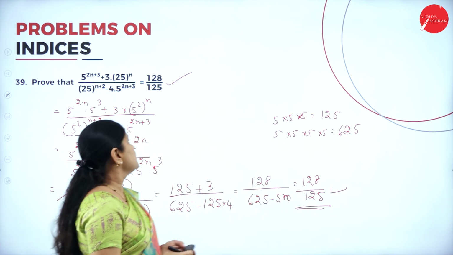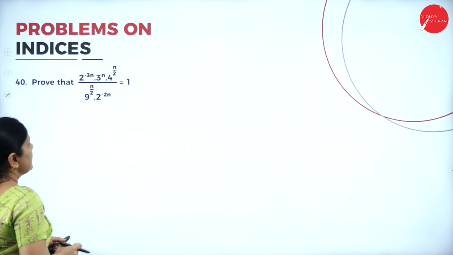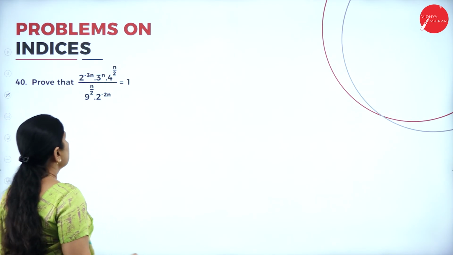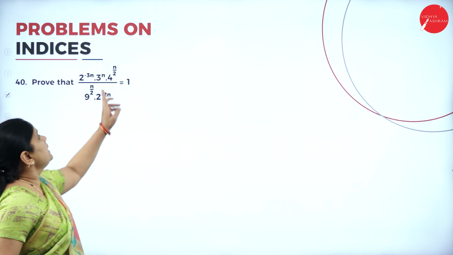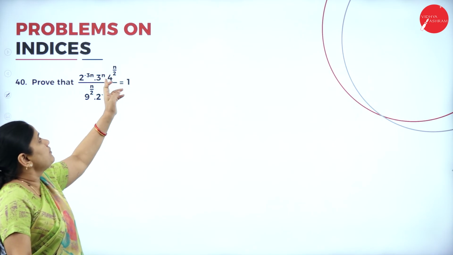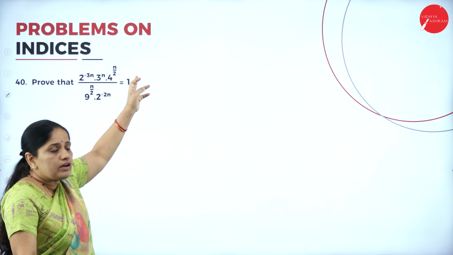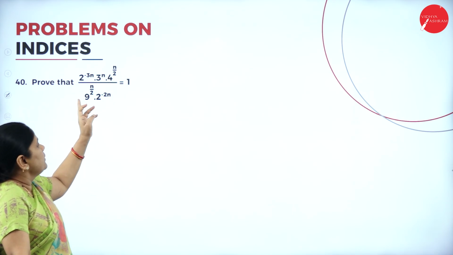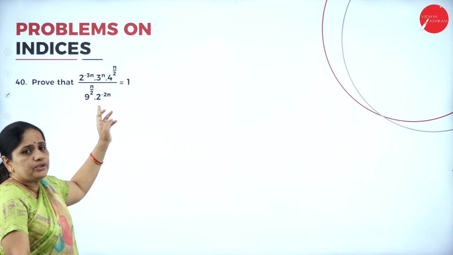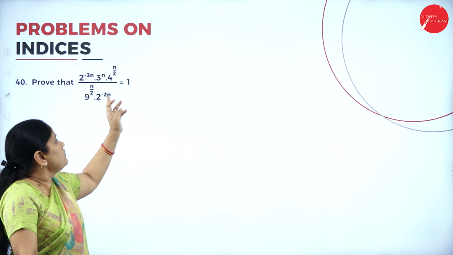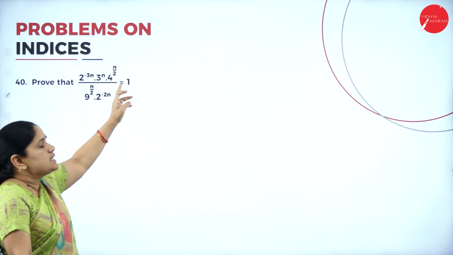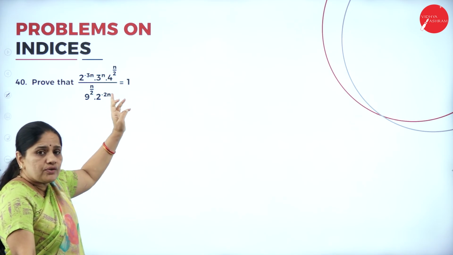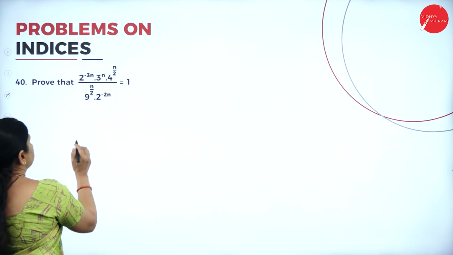Now the next problem, the last problem here. The last problem here is 2 to the power of minus 3n into 3 to the power of n into 4 to the power of n by 2, whole over 9 to the power of n by 2 into 2 to the power of minus 2n equals 1. So we have to prove that this expression equals 1. So we will simplify the numbers here.